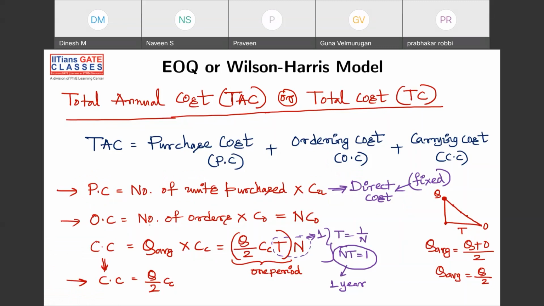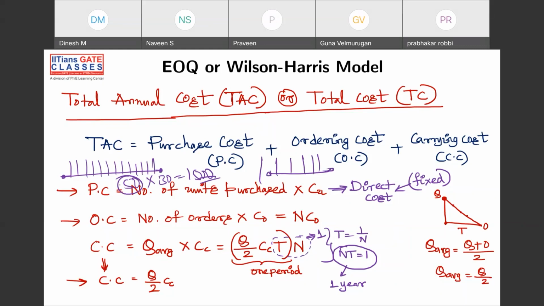Now ordering cost is the number of orders times the cost per order. That is the number of orders you make in 1 year. Let's say in 1 year you make 50 orders, and each ordering cost is 30 rupees. That is 1500 rupees you spend for 1 year. In another scenario, you ordered only 10 times in a year.